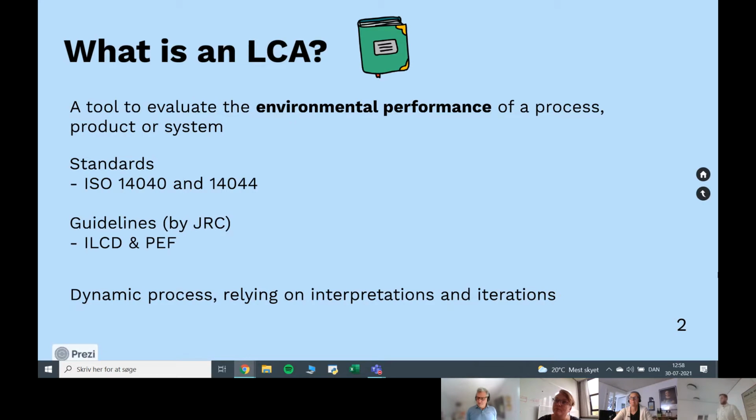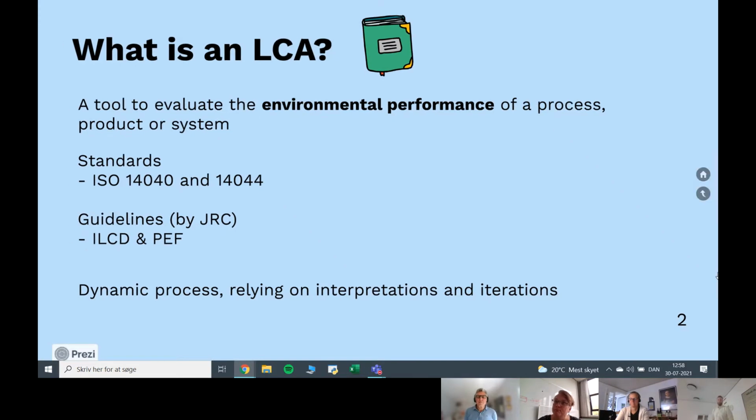The whole process is a dynamic process, meaning that it is relying on interpretations. So throughout the stages of the life cycle analysis, you can go back and forth depending on how one stage influences the other. And also, it's highly reliant on iterations, meaning that even though you present results, you can always do another iteration where you maybe improve some of the data, gather more primary data, and reduce uncertainty, and that can help the results, especially when you do a comparative study. Then you can emphasize the comparison.